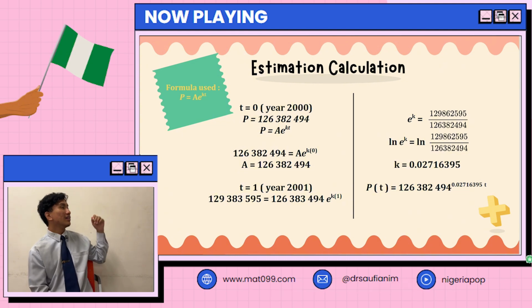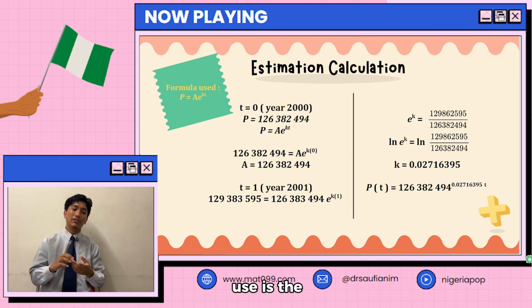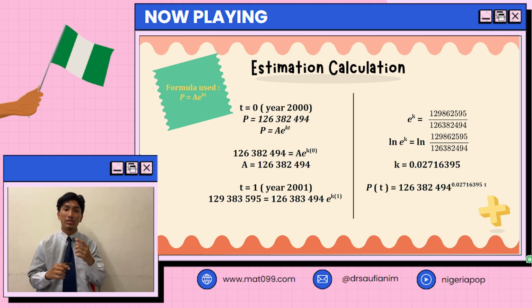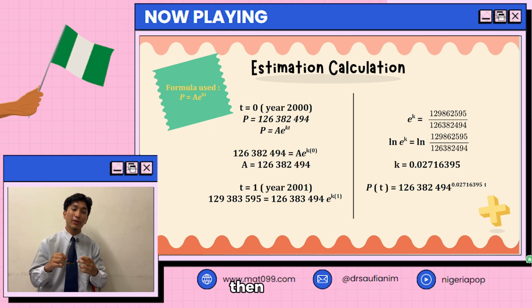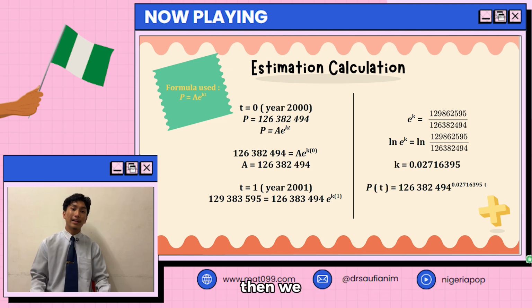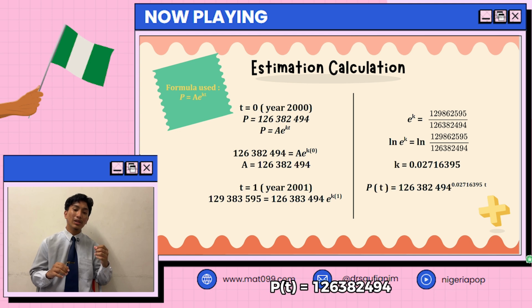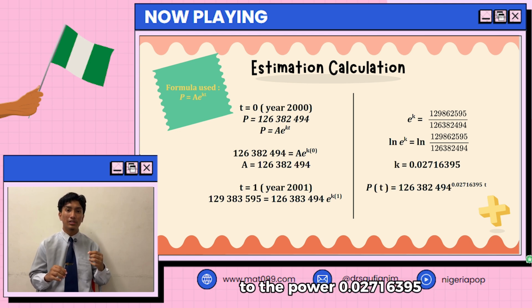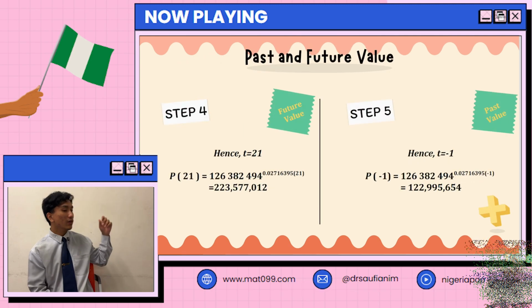The estimation calculation. The estimation calculation used is the formula P equals Ae to the power of kt. So we substitute t equals 0, which is for year 2000, into the formula. Then we got the constant A, which is 126,382,494. We substitute t equals 1, which is for year 2001, into the same formula, and then we got the constant k, which is 0.02716395. Then we got our formula in this calculation, P(t) equals 126,382,494 e to the power of 0.02716395 times t. Our next part is step 4, which is future value.